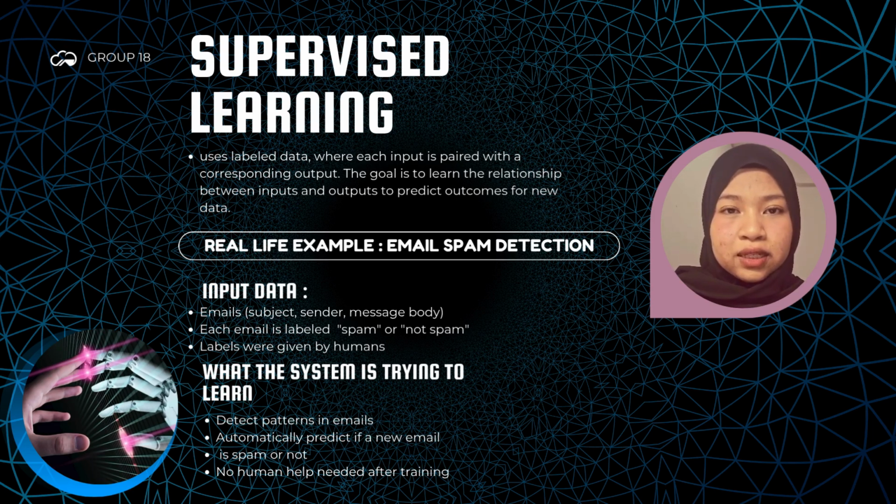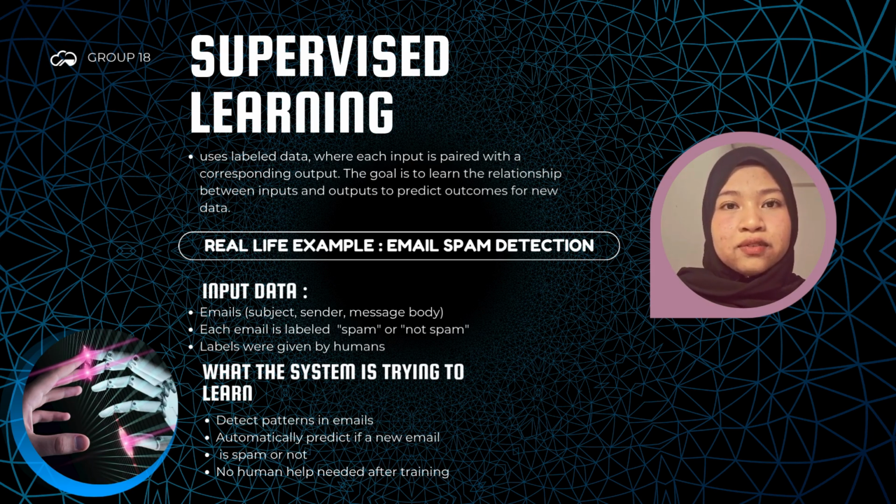For our real-life example, we have email spam detection. An email has a subject, sender, and message body. Each email is labeled spam or not spam, and the labels were given by humans. The input data for this system is emails. Each email contains several features that the system looks at, including the subject line, the sender's email address, the message body, and any links or attachments inside the email.